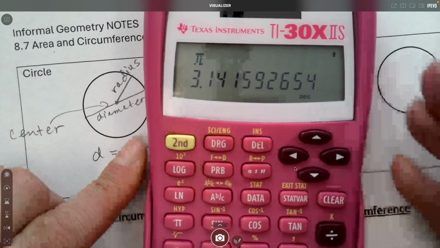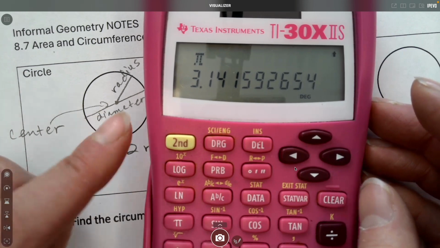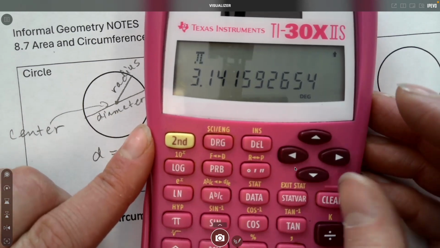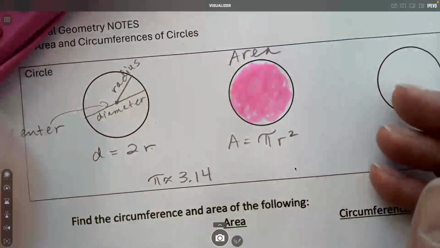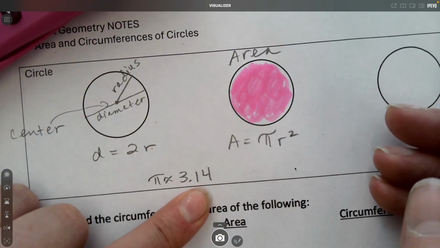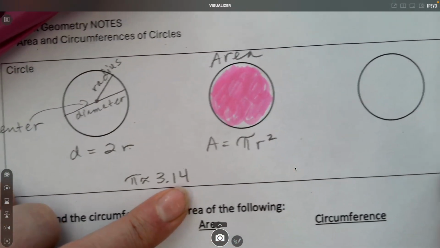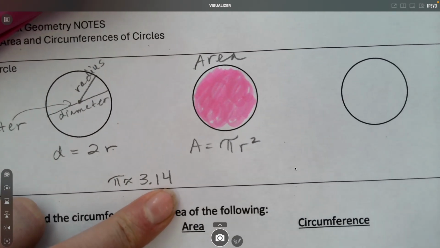It doesn't end. But using this button on my calculator is a lot faster than putting in 3.14, and it's going to be more accurate. So if you're not using that, if you're just using 3.14 instead, our answers are going to be a little bit different today. And that's okay. I just want you to know that that's why you might not get the same thing.